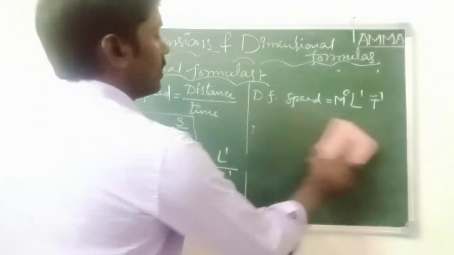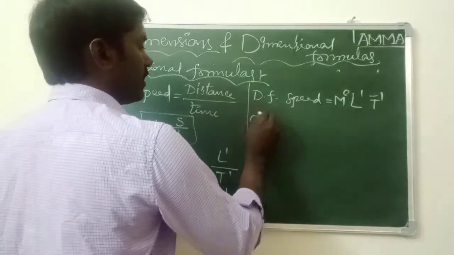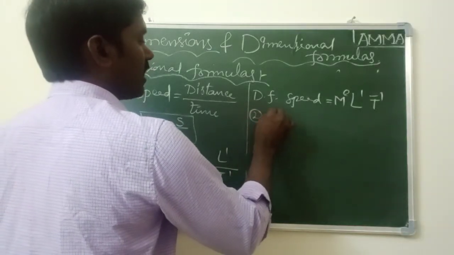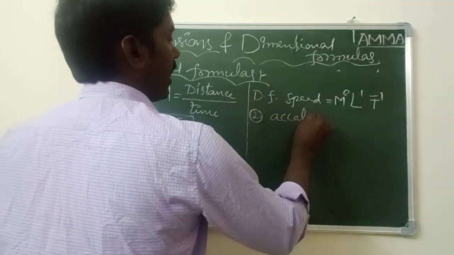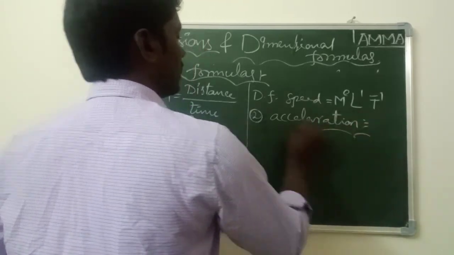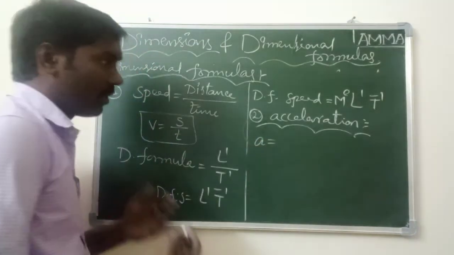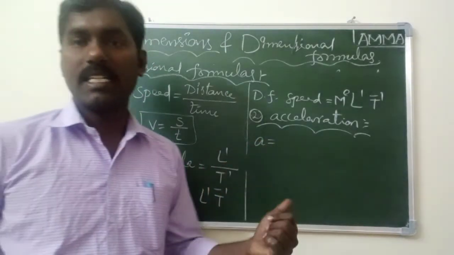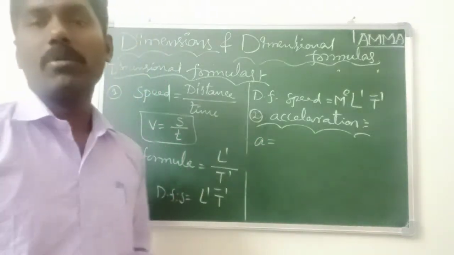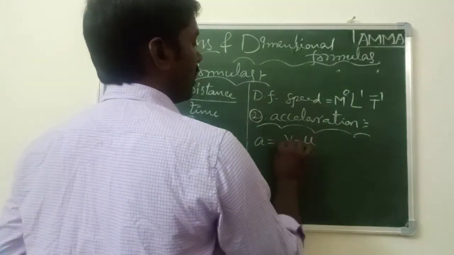The next one, after speed, is acceleration. Okay, students, let us find out the dimensional formula of acceleration. If you want to find it, first we should write the general formula of acceleration. What is that? V minus u by t.